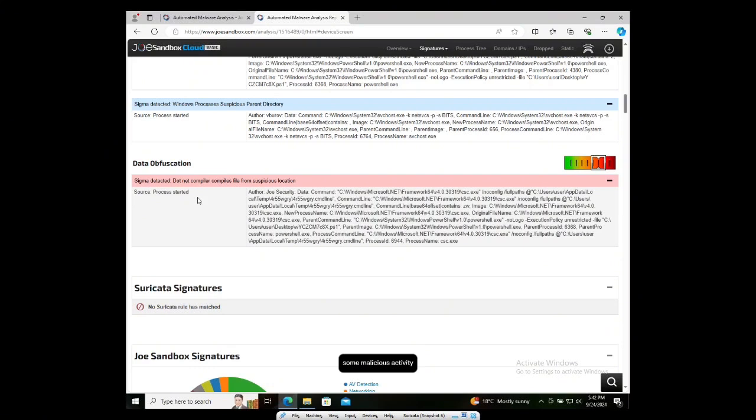Some malicious activity regarding .NET compilers include malware creation. A keylogger or other malware can be compiled from a script or code located in these suspicious directories. And by using the .NET compiler in unexpected ways, it can assist malware in avoiding detection by traditional security solutions.